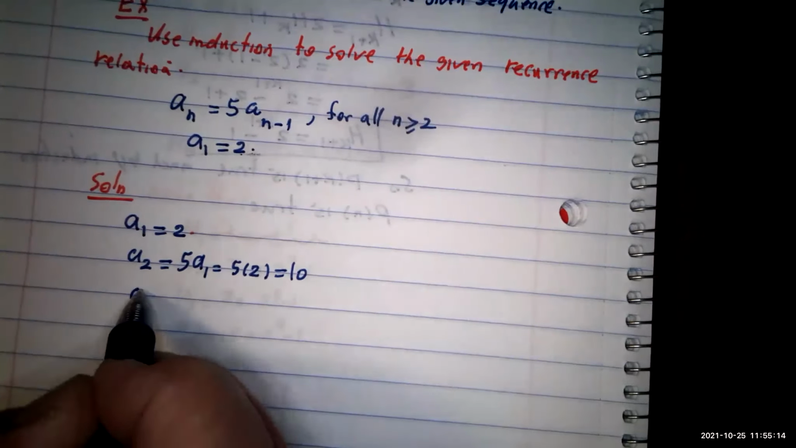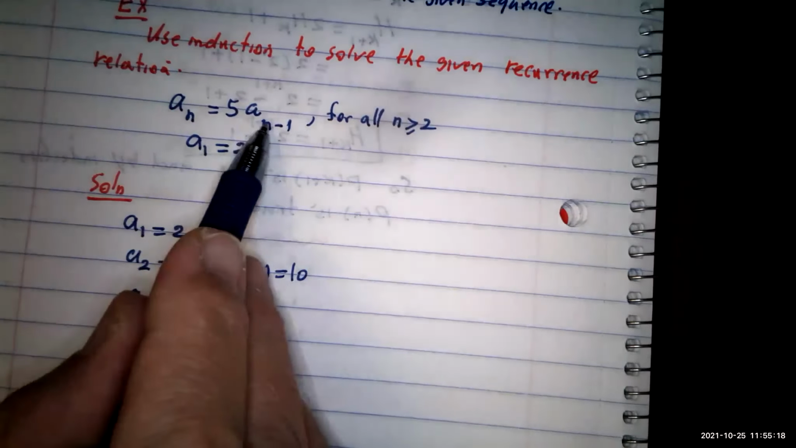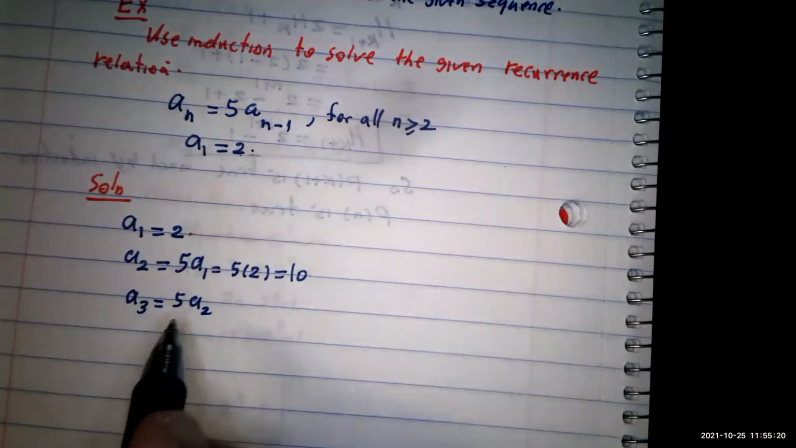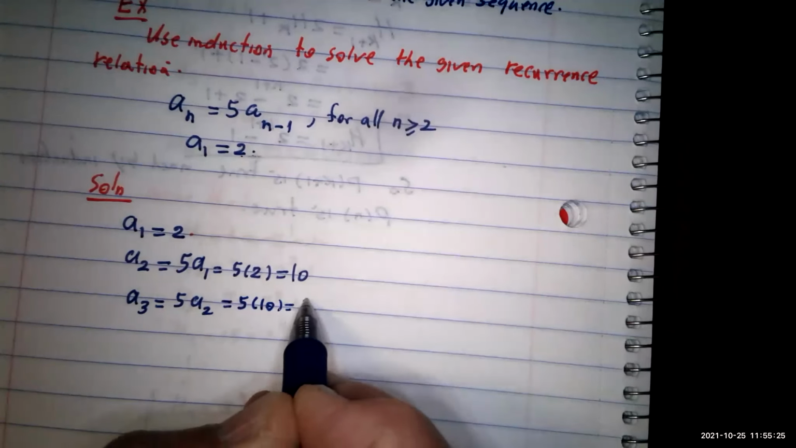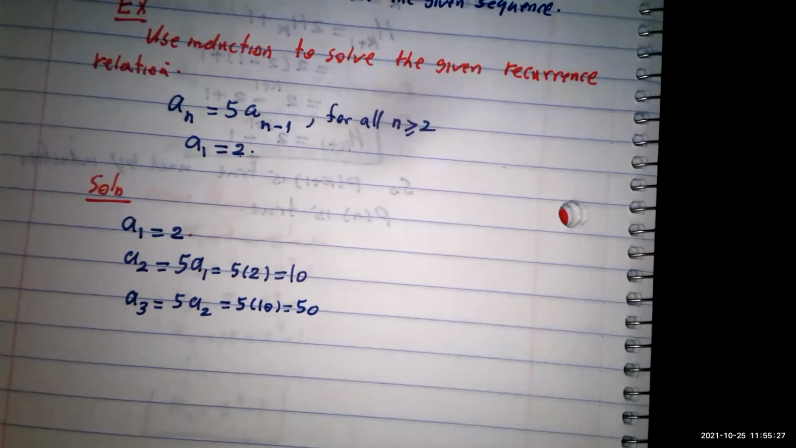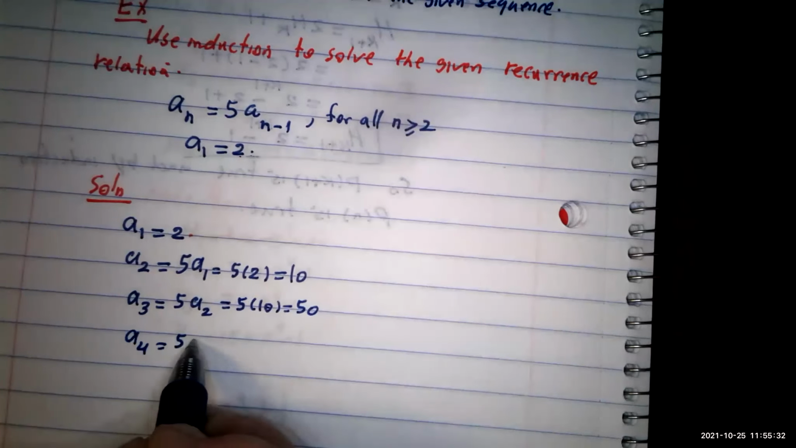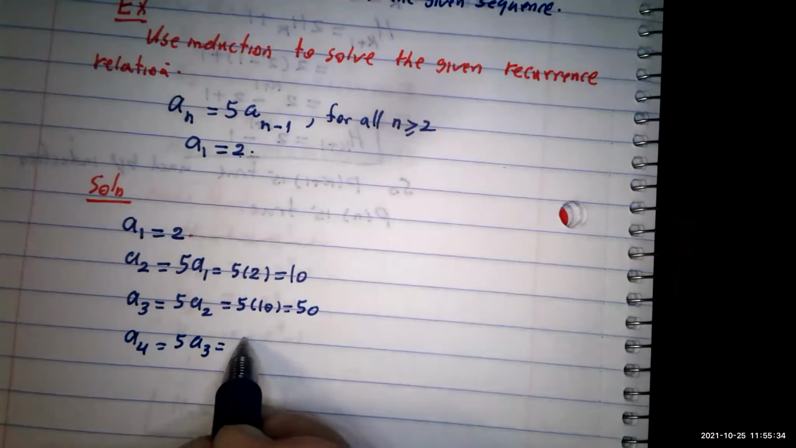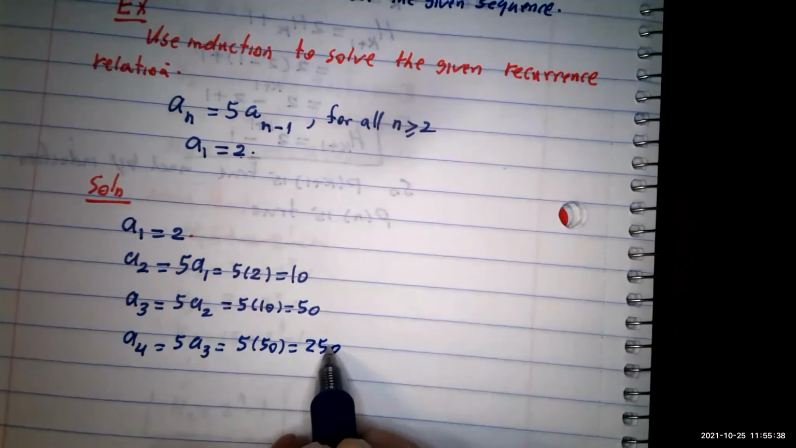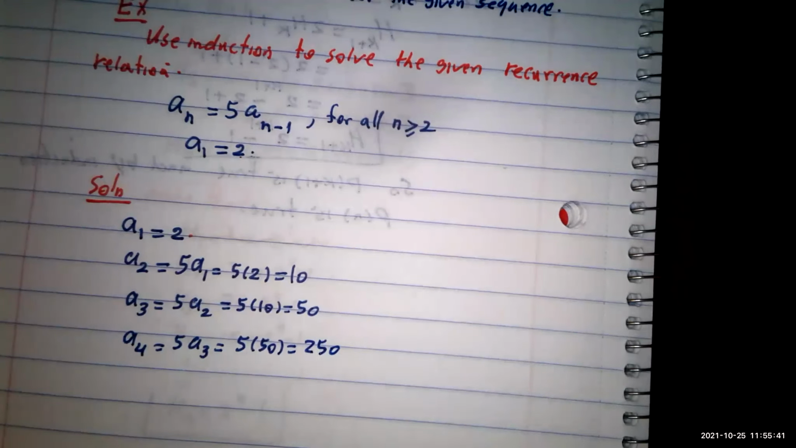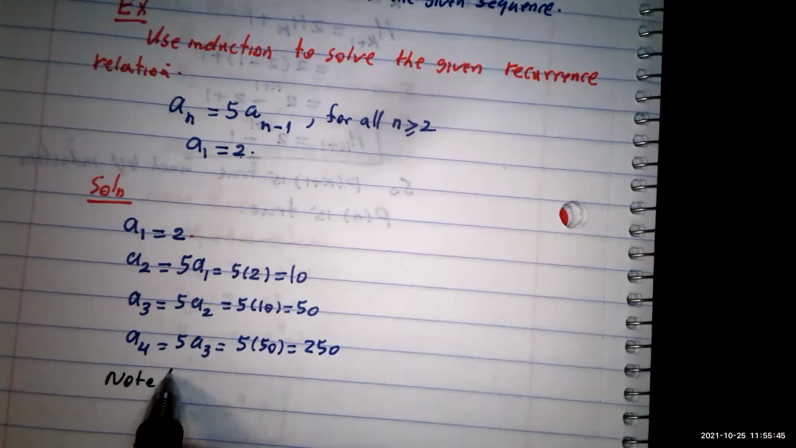Okay, go over A3. A3 is 5 times A2, and A2 is 10, so that gives 50. A4 is 5 times A3, 5 times 50, 250. Okay, now we are going to rewrite it, to check to see if you can write it down as a power of a number.